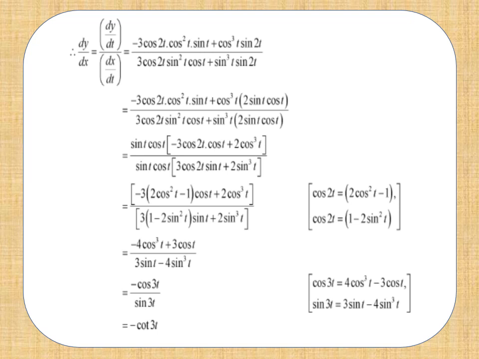So we have our dy upon dt and dx upon dt. So finding dy upon dx by using the formula dy upon dt divided by dx upon dt. Clear? I have simplified it to the fullest, that is, we have used the identity for cos 2t and cos 3t and sin 3t also. So you can pause the video and note down the solution using these identities.